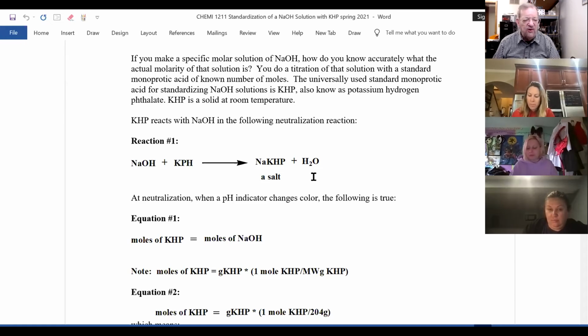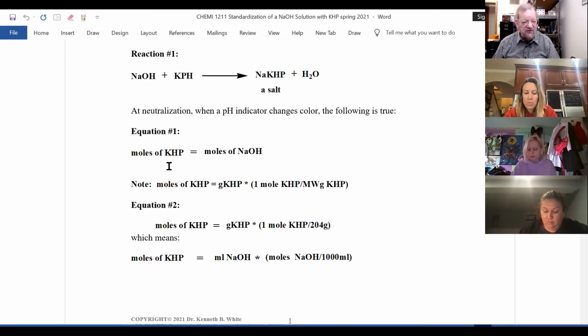And therefore, you do a titration. And when you do a titration, you use a pH indicator. Remember, a pH indicator changes color at the endpoint. And at the endpoint, also called neutralization, when the pH indicator changes color, the following is true. Equation 1: moles of KHP equals moles of sodium hydroxide. Just like you learned for titrations, moles of acid equal moles of base. Well, KHP is our acid, sodium hydroxide is our base.